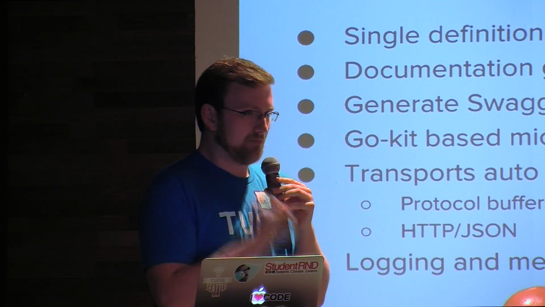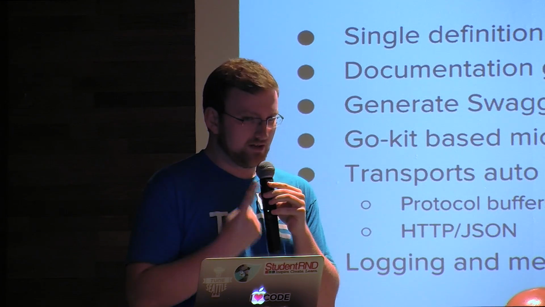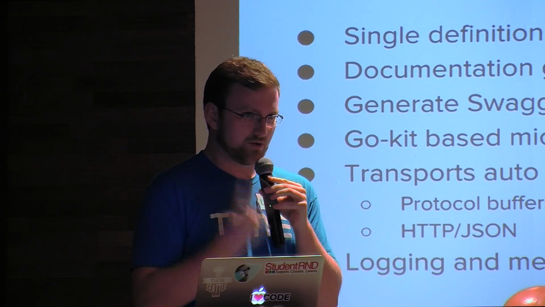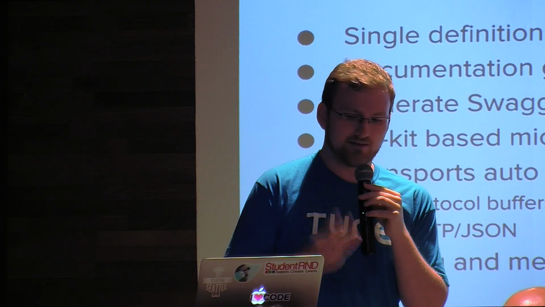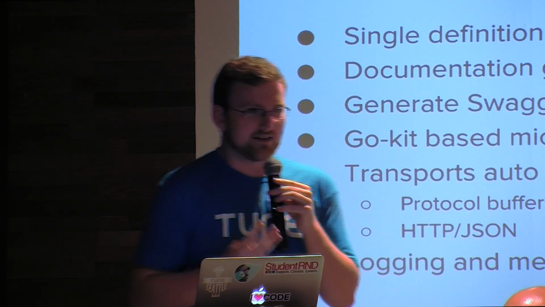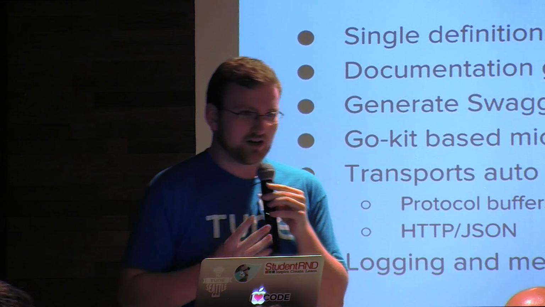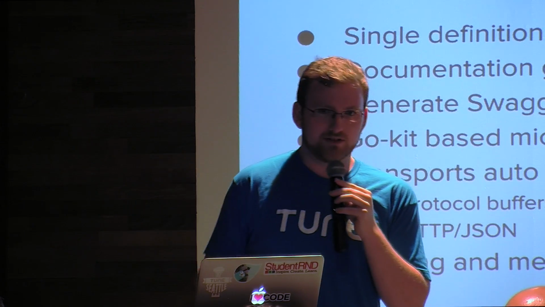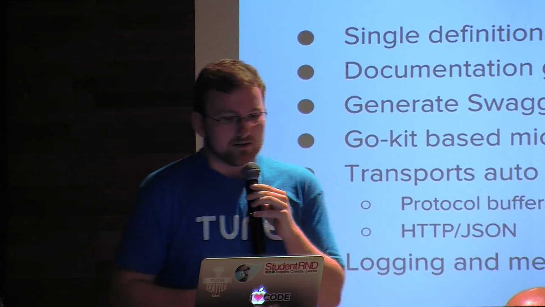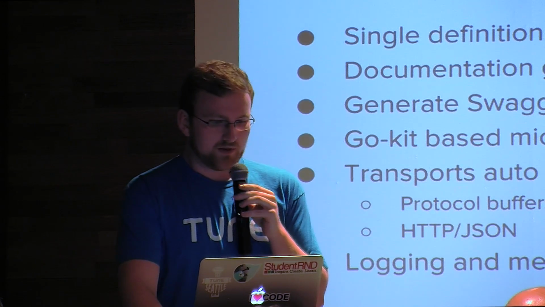You get a microservice that is generated for you that is GoKit based, that has transports for HTTP JSON and for protocol buffers, and that microservice has logging and metrics and all the rest built into it out of the box. All you have to worry about with Truss is business logic. Everything else is done for you. And it all works out of the box. It's awesome.